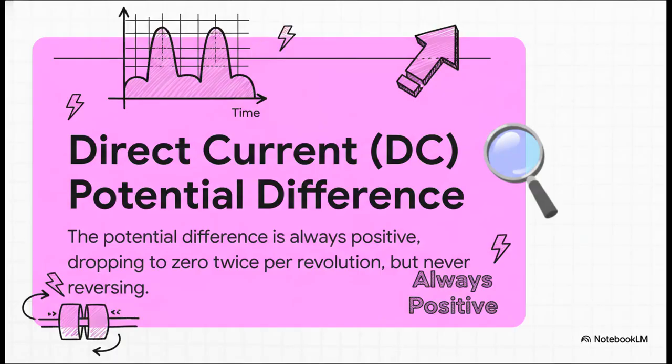So before we even look at the perfect sketch, let's just think it through logically. We know from the first part that the split ring commutator is creating a direct current. So what does that mean for a graph of potential difference? Well, it means the voltage is going to rise and fall, but, and this is the key, it will never go negative. It's always going to be on the positive side of that axis.